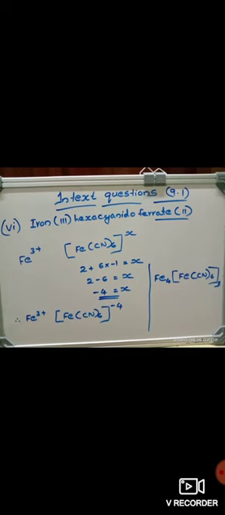Sixth one. Iron(III) hexacyanidoferrate(II). Iron has a +2 or +3 oxidation state. So they have given here that iron is in the +3 oxidation state. So we can write Fe3+, then the complex part. Ferrate, iron, hexacyanido, 6 times CN. [Fe(CN)6], X times. X is equal to −4. Therefore the compound is Fe4[Fe(CN)6]3.